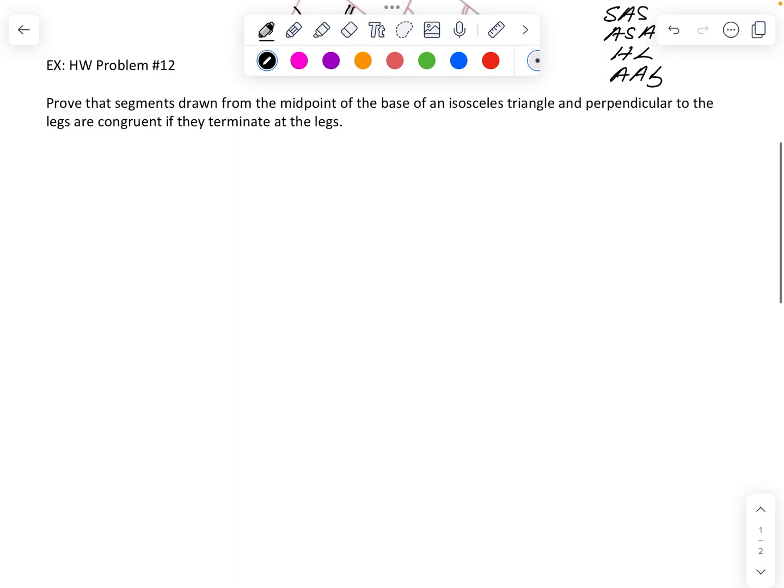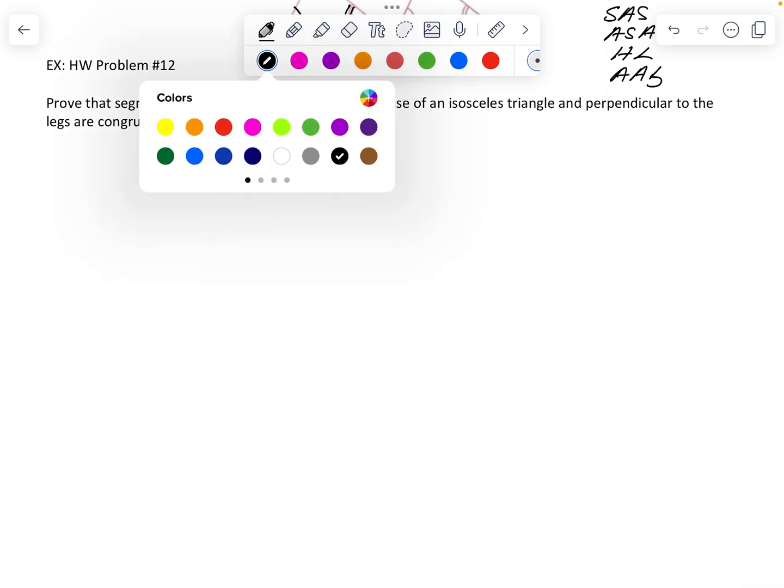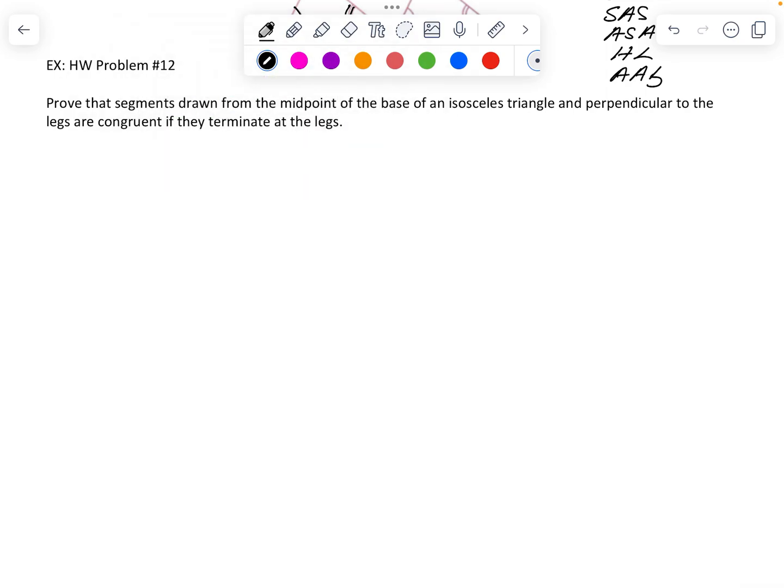Now, this one is difficult only because the picture's not drawn. Let's take a look. This is actually from the homework, number 12, which of course you won't be assigned then, but we're going to do number 12 from the book. So it says, prove that the segments drawn from the midpoint of the base of an isosceles triangle and perpendicular to the legs are congruent if they terminate at the legs.